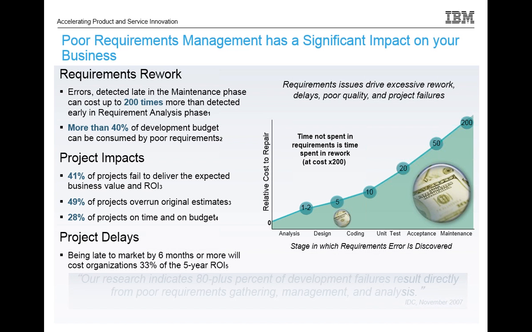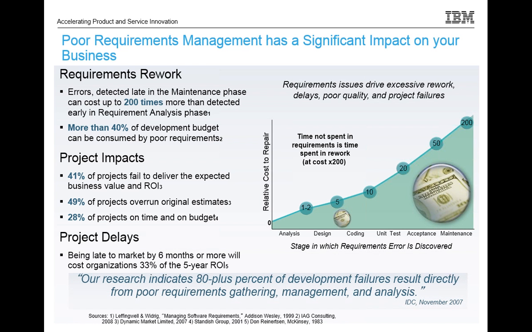If we actually look at some of the industry metrics, the conclusions are quite staggering. Errors detected late in the maintenance phase, for example, can cost 200 times more than those detected in the requirements analysis phase. 41% of projects are failing to deliver the expected business value or return of investment. And our products are getting too late to market, which means that we lose market share.